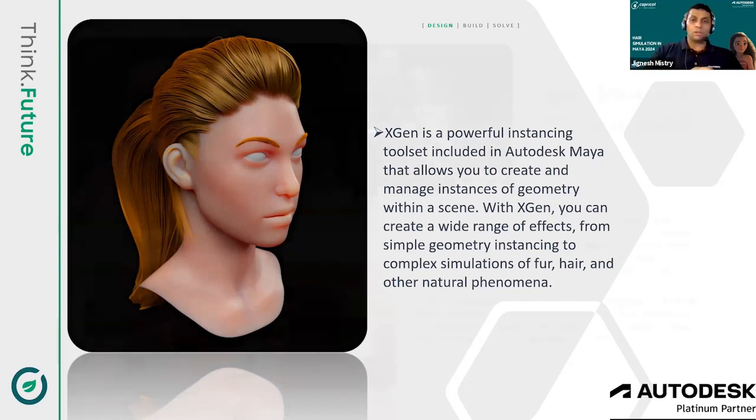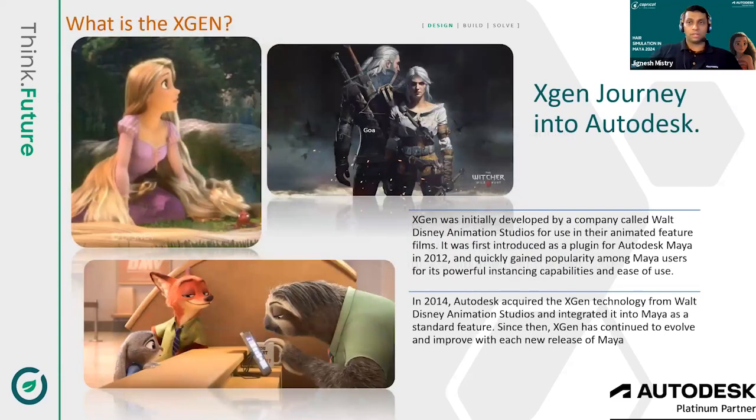Now, the journey of XGen has been fascinating, to be very frank. The very first place it was cooked up was in a studio, and that studio is none other than Walt Disney, and they practically used it in one of their projects. This is the very first project they used it in. If anybody knows this, this was Tangled. Then they came up with various other projects like Zootopia. Then Witches is one of the games.